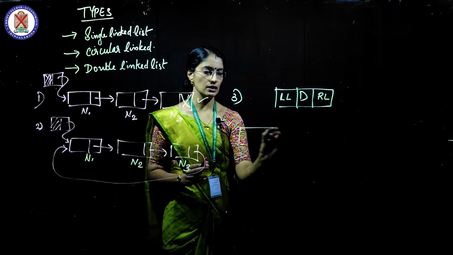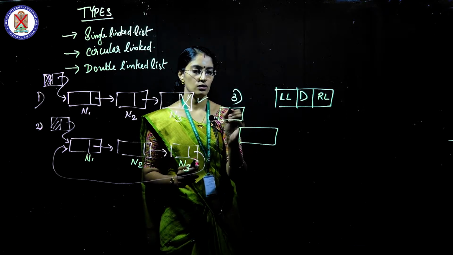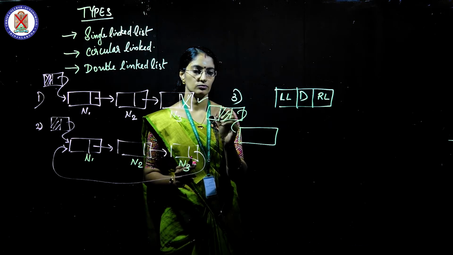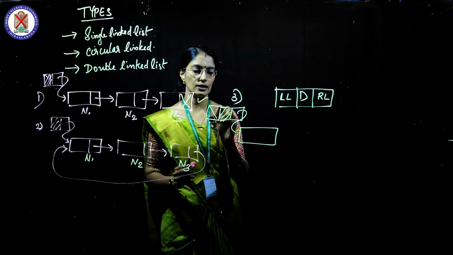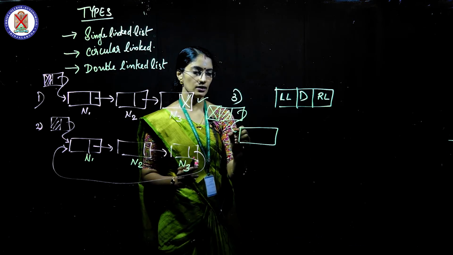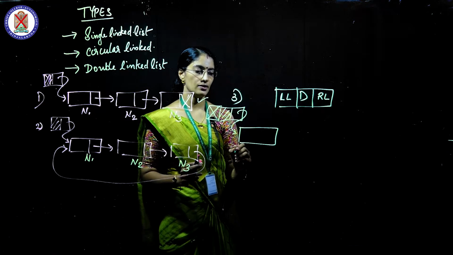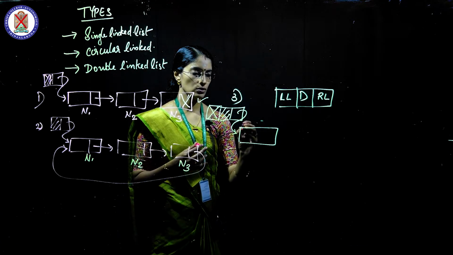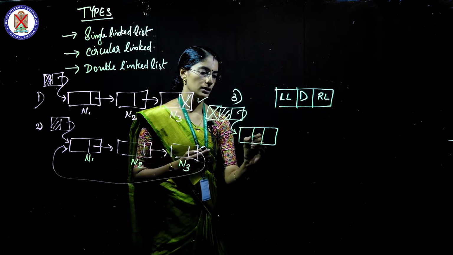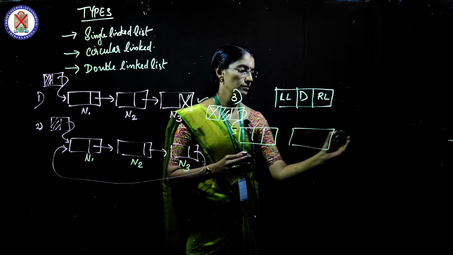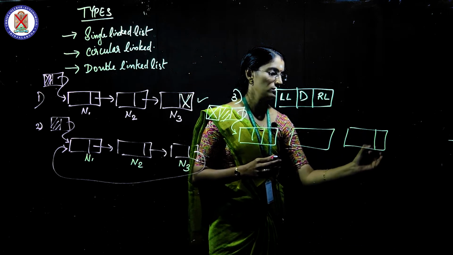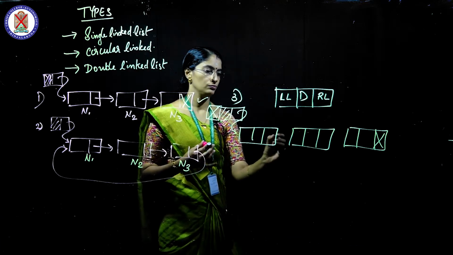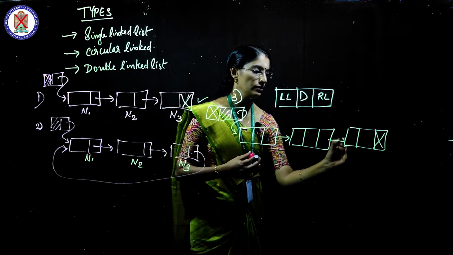When you draw it as a linked list figure, you have the header node. The left link of the header node will be null, and the right link will contain the address of the first node. Let me completely draw it and then I will explain.